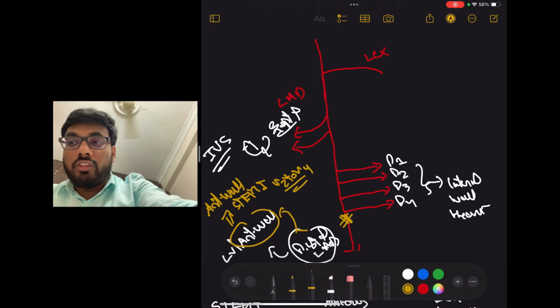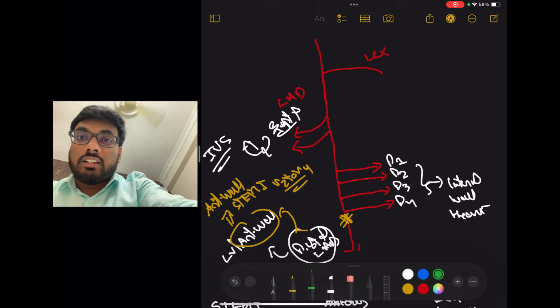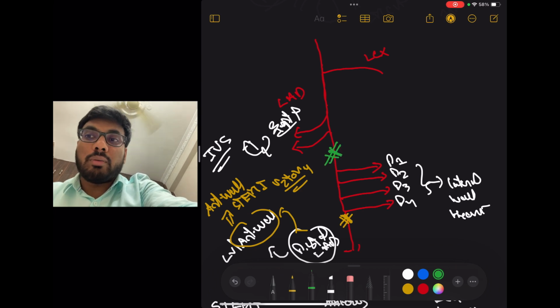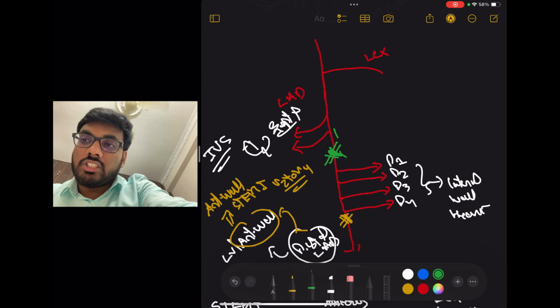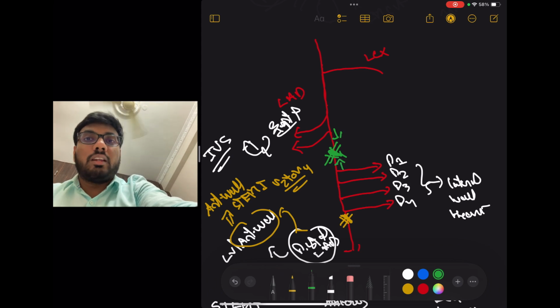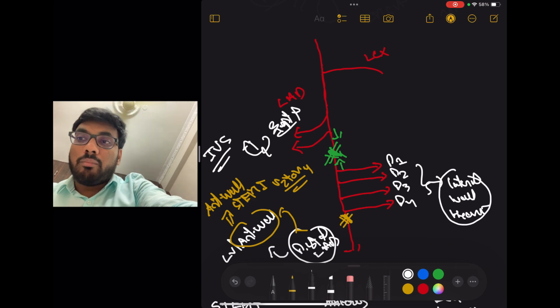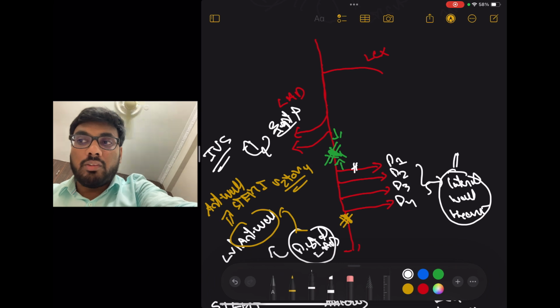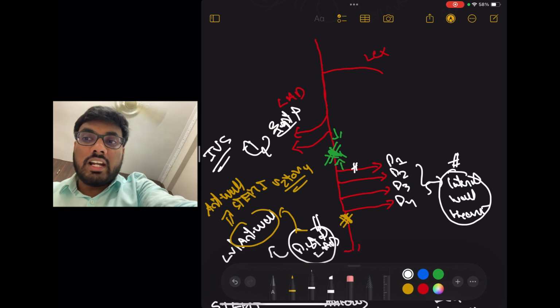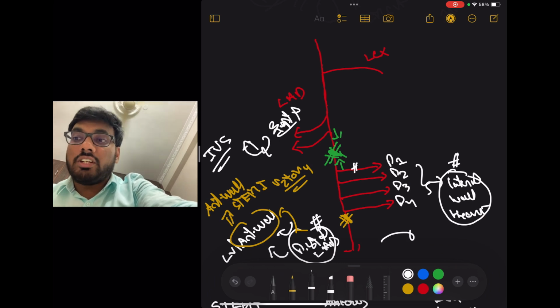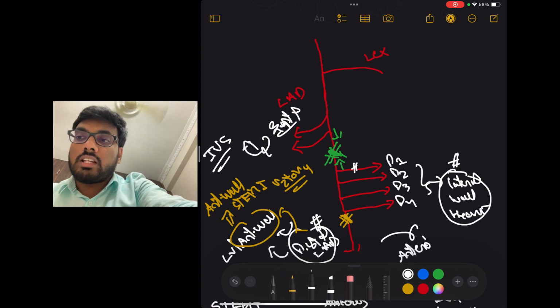Okay. Suppose there is a LAD blockage proximal to the diagonal branches but distal to the septal branches, that is here. Here it is distal to the septal but proximal to the diagonal branches. Then what will happen? The blood flow to the lateral wall is impaired, because blood flow to the diagonal branch is impaired. That means the lateral wall is impaired, and also the distal LAD is impaired. That means the anterior wall. That means the patient will have anterolateral STEMI.